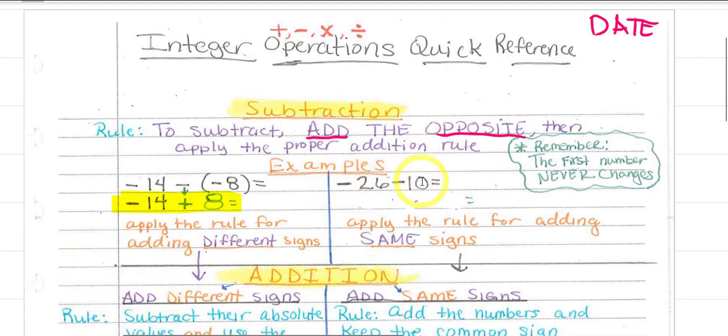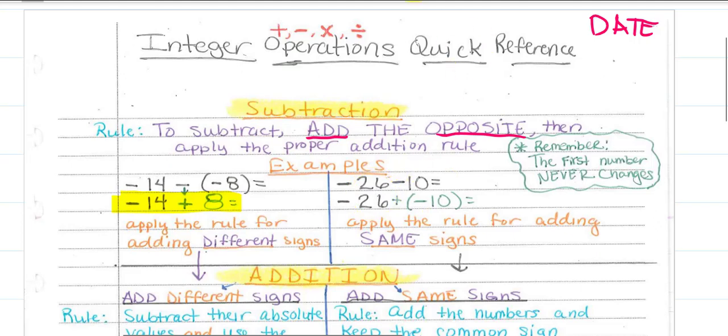So moving over here to the second subtraction problem. I have negative 26 minus 10. Once again, there's a minus in between the negative 26 and the 10. I know I need to add the opposite. So the first number remains the same. I'm going to change subtraction to addition, and instead of this positive 10, it's going to be a negative 10.